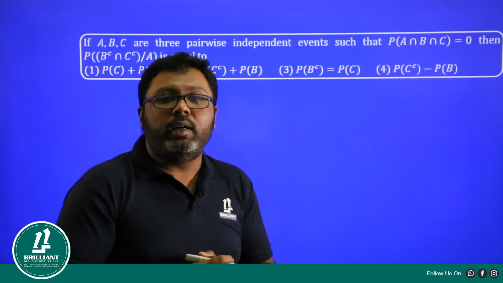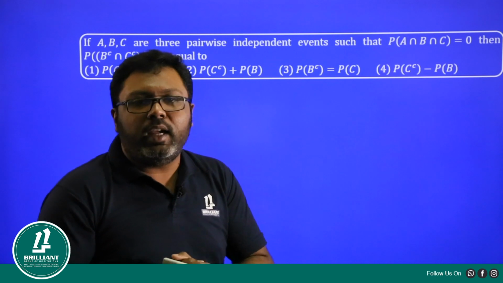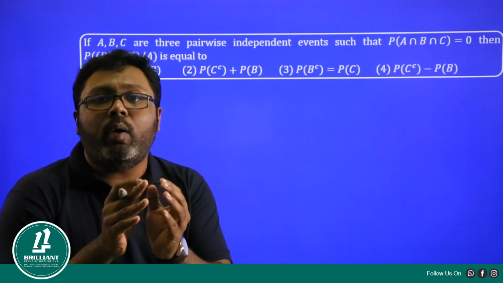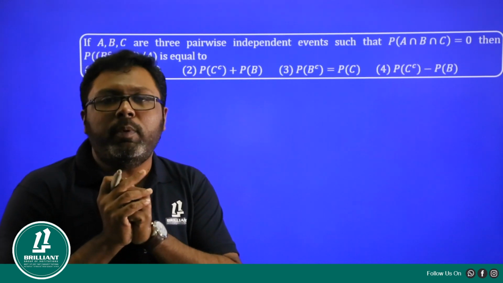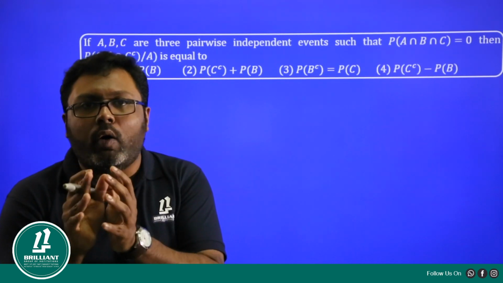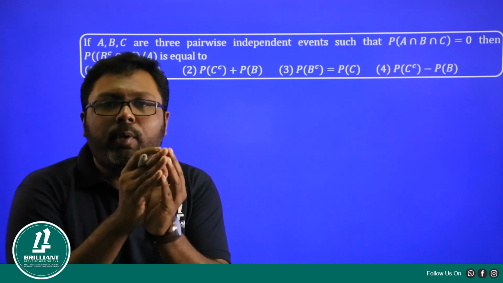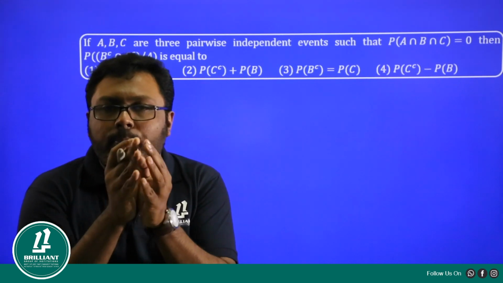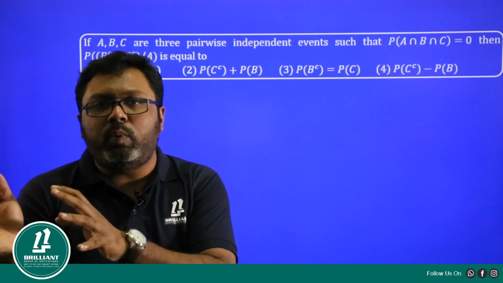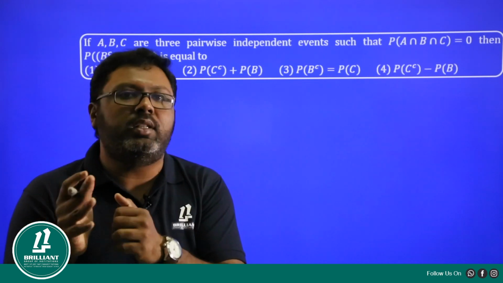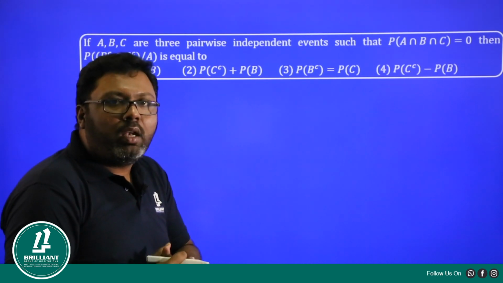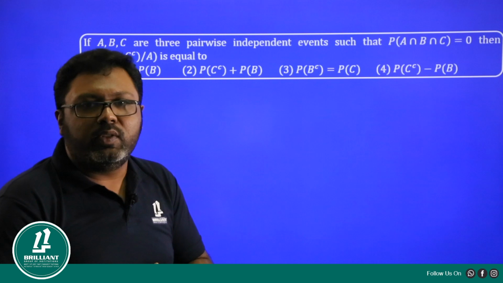Next question is a probability chapter question. Now, the question is very clear. They're saying that there are 3 events A, B, and C, and that these 3 events are pairwise independent events. What do you mean by pairwise independent? Independent means the probability of A intersection B would be probability of A into probability of B. So pairwise independent means A intersection B becomes A into B, B intersection C would become B into C, and A intersection C would become A into C. And they're also saying that the probability of A intersection B intersection C equals 0.